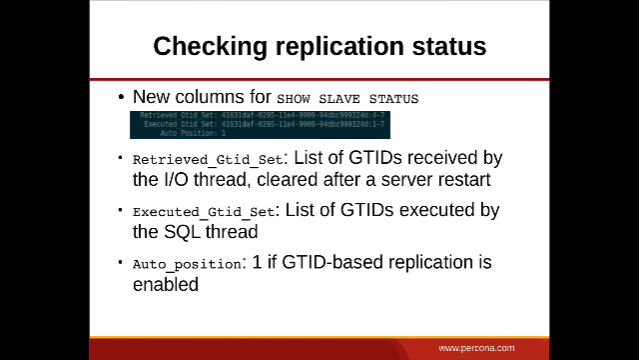When you have GTID replication enabled, you have a few new columns in show slave status: mainly Retrieved_Gtid_Set, simply the list of GTIDs that have been received by the IO thread; Executed_Gtid_Set, which is the list of GTIDs that have been executed by the SQL thread; and Auto_Position, which should be set to 1 if GTID replication is enabled.